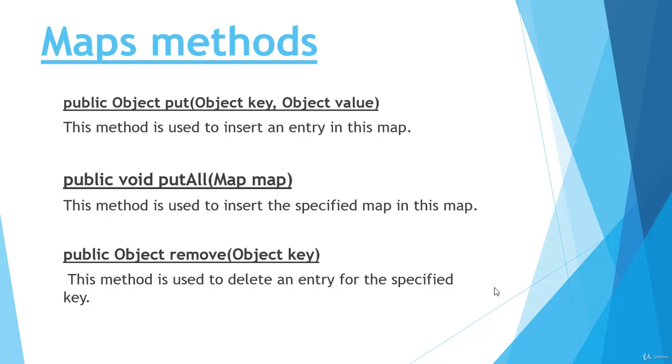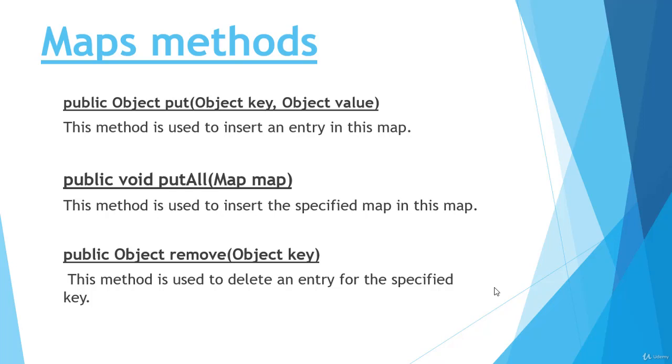And second we have the putAll method. This method is used to insert a specific map into this map. Now for example, you have already created a map. Now if you want to insert or put that map in this map, then we use the putAll method. And in the parameter we have a map of Map type. So I hope you understand.